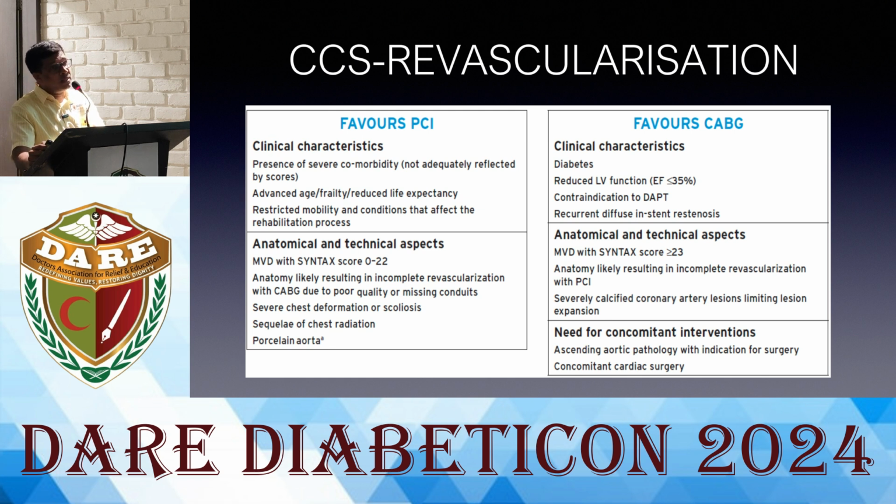Similarly, what favors CABG? Long-standing diabetes, low EFs, contraindications to dual antiplatelet therapy because there is a high risk of bleeding. Recurrent in-stent restenosis was already noted in these patients. SYNTAX more than 32, and adequate revascularization by PCI is not possible. So these all will favor the CABG side.